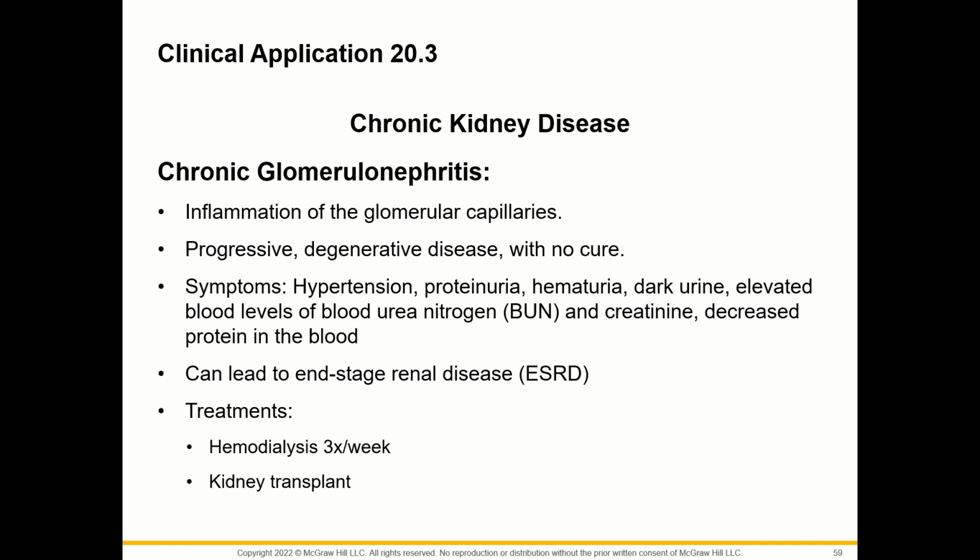Chronic kidney disease, or chronic glomerulonephritis. This is the inflammation of the glomerular capillaries. It's a progressive degenerative disease with no cure. Symptoms include hypertension, proteinuria, hematuria, dark urine, elevated blood levels of blood urea nitrogen, or BUN, and creatinine, and decreased protein in the blood. This can lead to end-stage renal disease. Treatments are hemodialysis 3 times a week and kidney transplant.